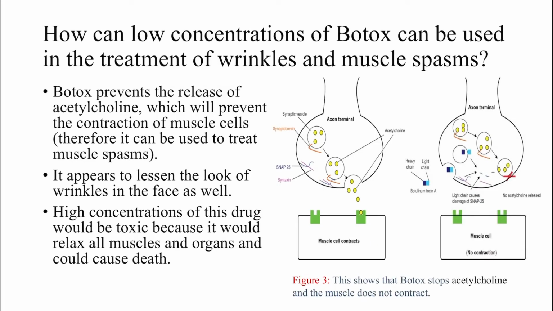So how can low concentrations of Botox be used in the treatment of wrinkles and muscle spasms? Botox basically prevents the release of acetylcholine, which will prevent the contraction of muscle cells. Therefore, that's how it can be used to treat muscle spasms. It also appears to lessen the look of wrinkles in the face as well, as you saw on the previous slide.